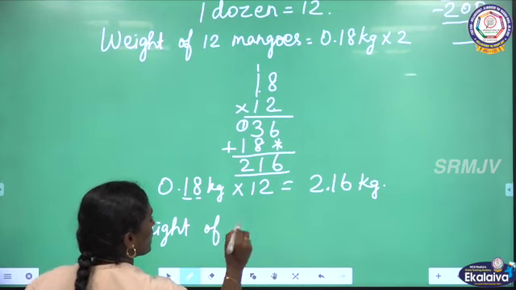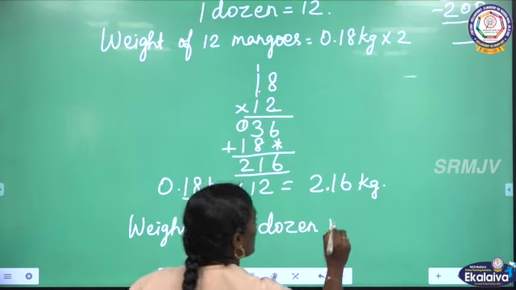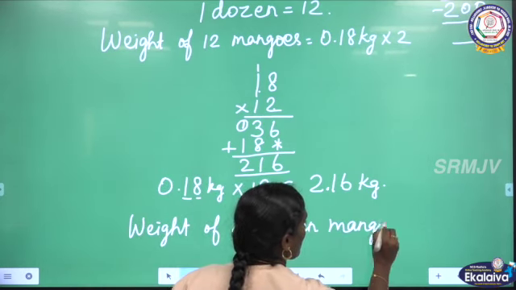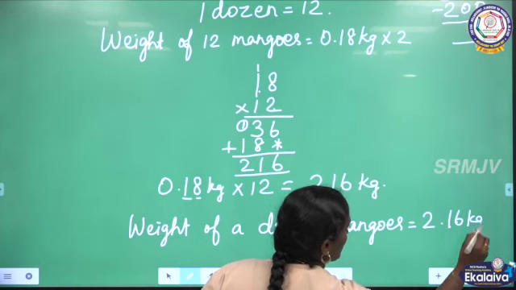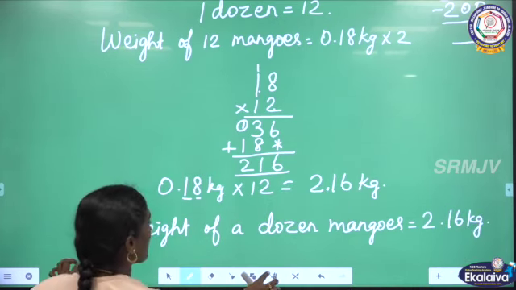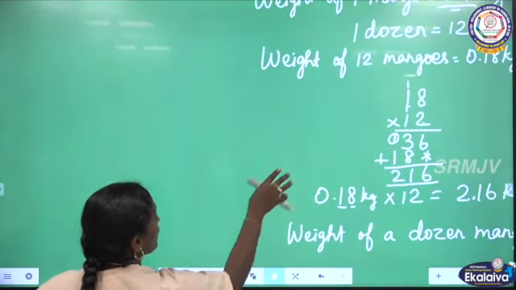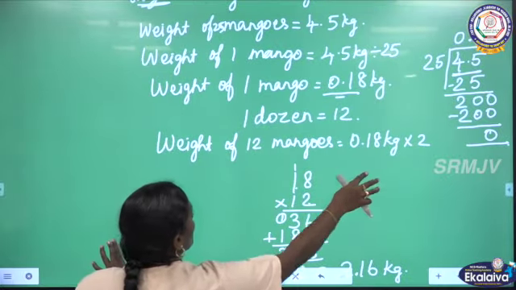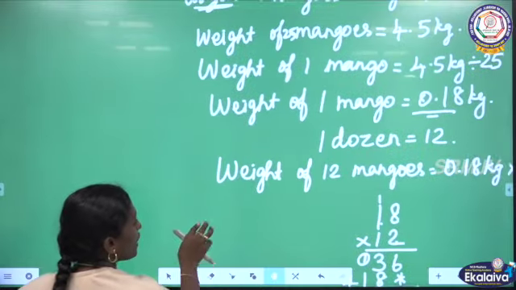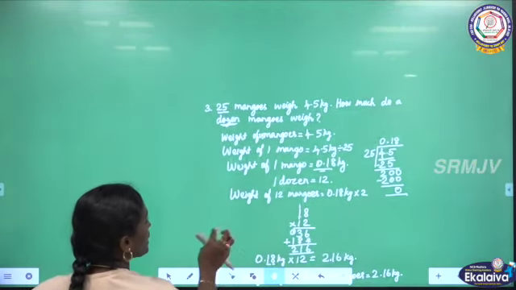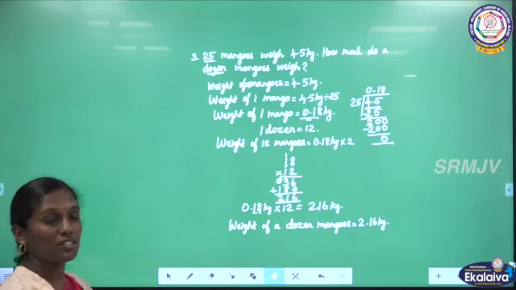Weight of a dozen. 12 means dozen. Weight of a dozen mangoes is equal to 2.16 kilogram. Okay, see, by division, listen first. From the weight of 25 mangoes, by using division we found the weight of one mango. After that, by using multiplication we found the weight of 12 mangoes. Is it clear, children?